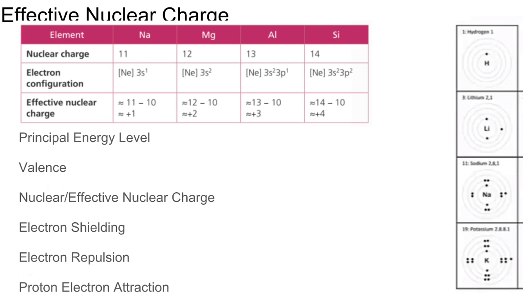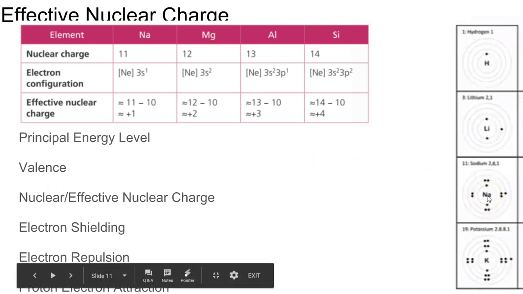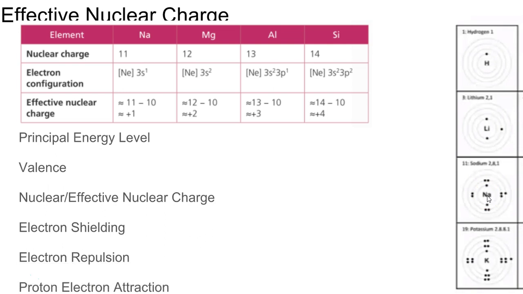Let's talk about effective nuclear charge. So we know that protons attract electrons. So let's take a look at sodium. All the protons we know are in the nucleus, or in the middle of the atom, and they're going to be attracting these electrons. Now, it turns out that the electrons aren't all at the same distance. The first energy level is closer than the second energy level and the third energy level.